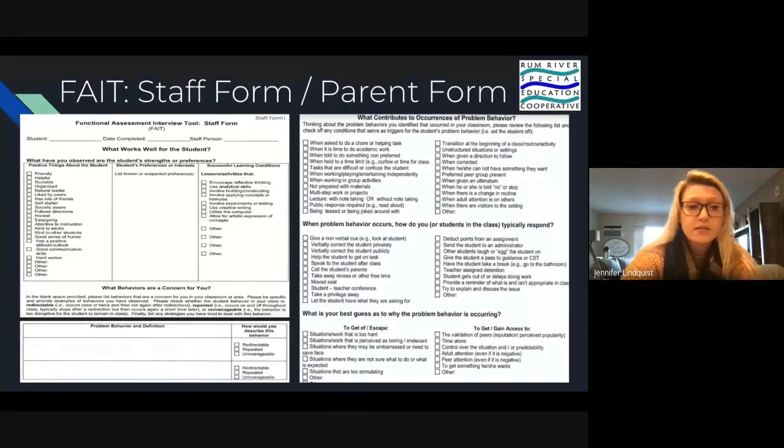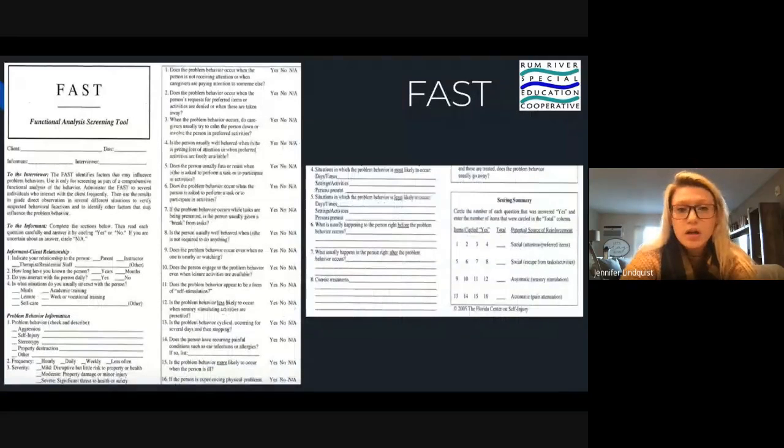There's the FAST, the Functional Analysis Screening Tool. Again, it's kind of like an interview. You give it to a staff member and they fill it out and it helps you find the function of a behavior.